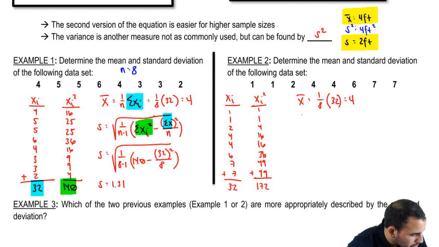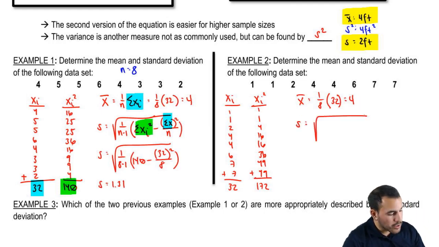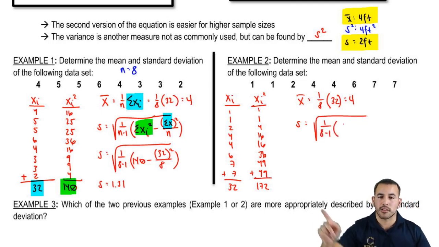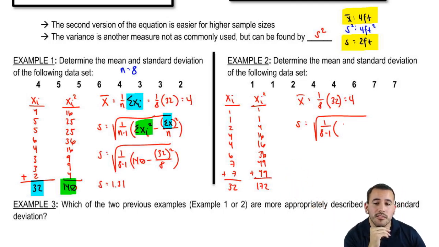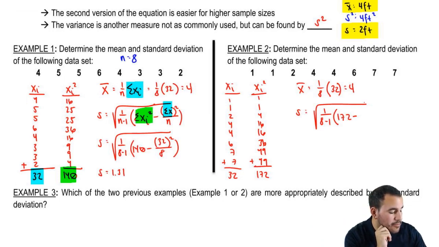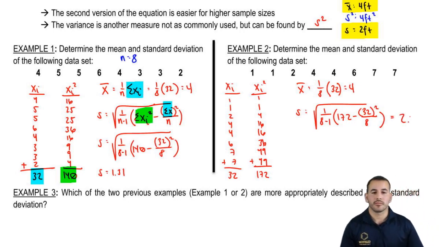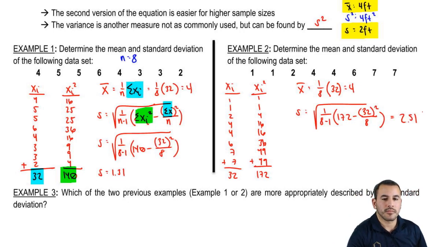So S is square root of 1 over n minus 1. So it's 1 over 8 minus 1 times, what's our sigma xi squared? I'm referring back to this equation here. I'm not going to write it again just to save space and time. Sigma xi squared was square everything and then add it up, AKA 172. Minus sigma xi again is 32 squared over our sample size of 8. Once you do the math, you end up getting 2.51. Cool, so we have the same midpoint, different standard deviation.